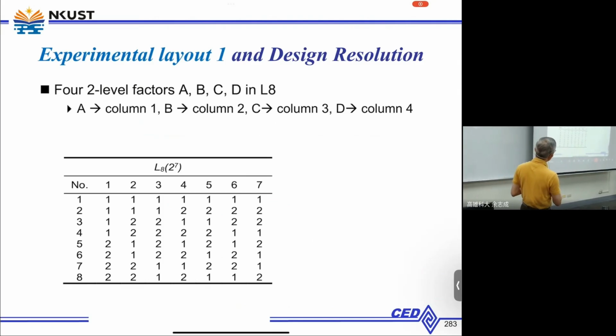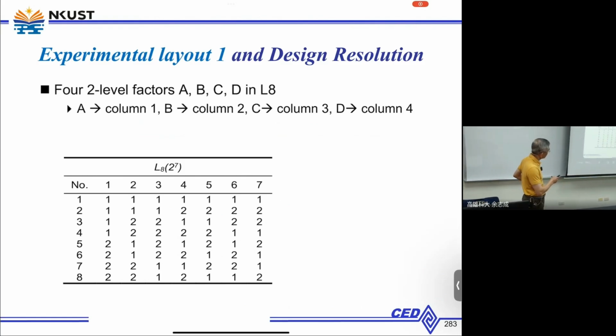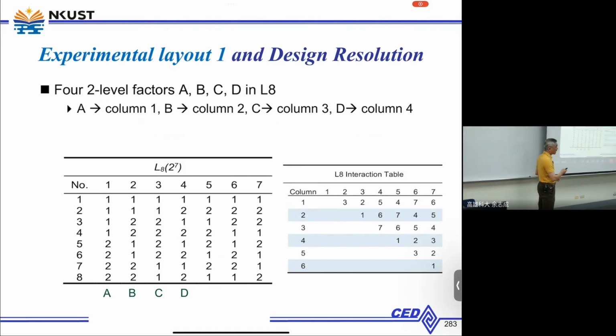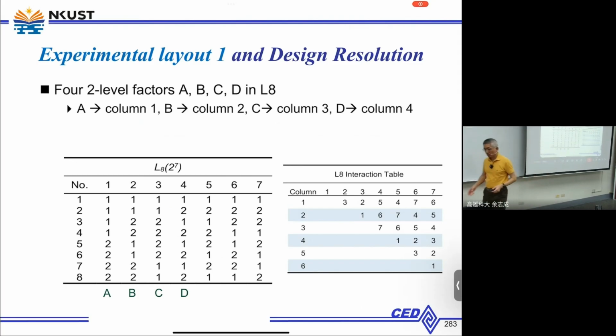For instance, if you have 4 control factors and you want to put them in L8, and this is L8, and you assign A to column 1, B to column 2, C and D to columns 3 and 4. Therefore, you can get the confounding structure from the interaction table. We have made this practice before. So first, you need to find out how many two-factor interactions we need to consider.